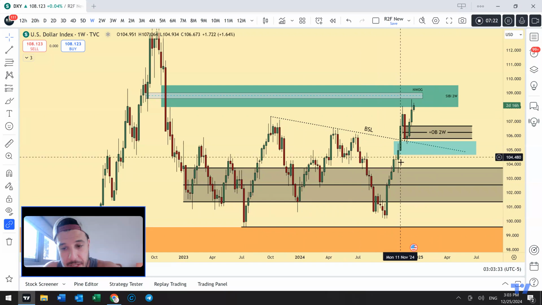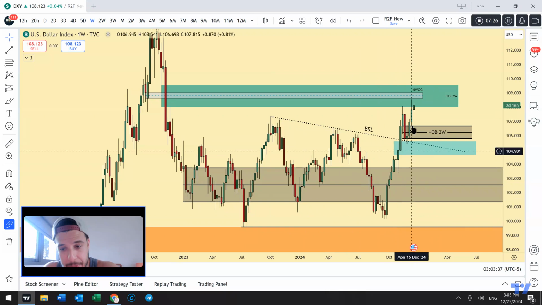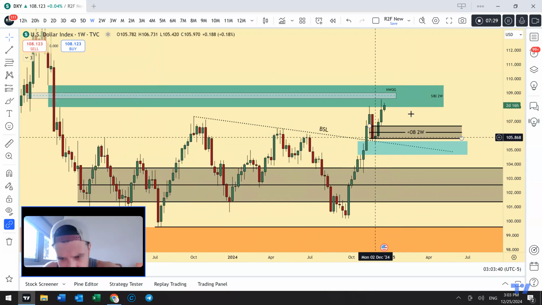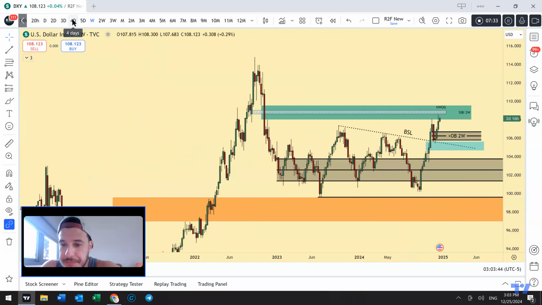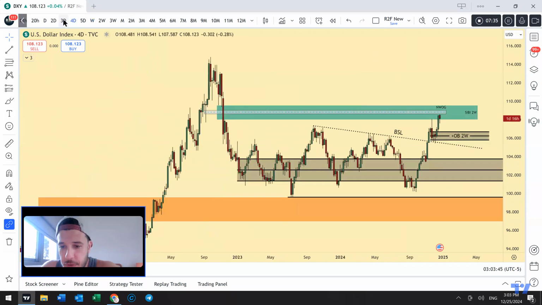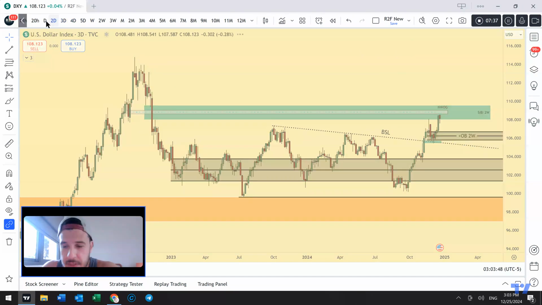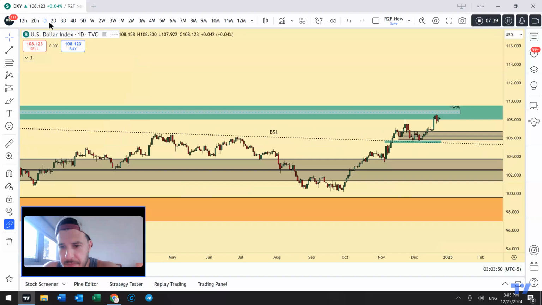Here we see price drop a bit. Traders, bears feeling hopeful, and we continue to expand. Okay, and we get a nice gap in between here as well. So where could price go? Let's see, where could price go on a lower time frame? 2 day, 1 day. Okay.